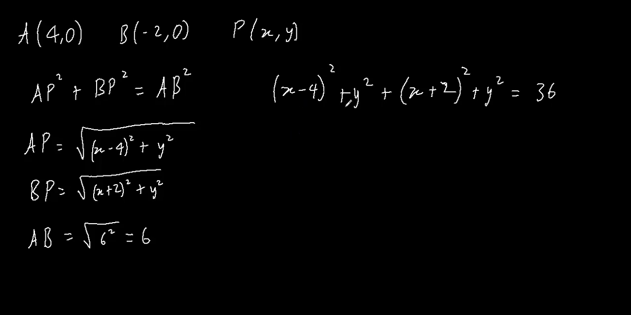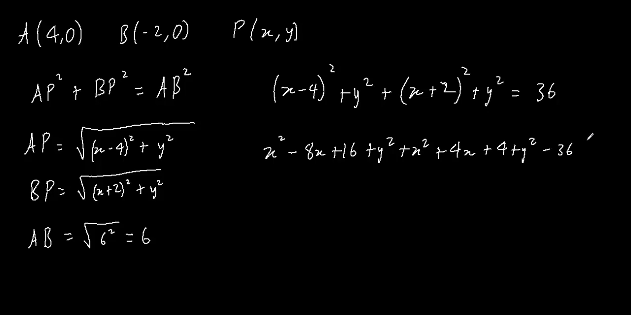Okay, so then let's try expanding the whole thing out. Maybe we can get a nice general equation, because when we have a general equation, that's what we're trying to solve for. Well, that's the aim of this specific problem. Then we'll have x squared minus 8x plus 16 plus y squared plus x squared again plus 4x plus 4 plus y squared, and I'm going to subtract the 36 this time around, is equal to 0, because we want everything on one side and we want a 0 on the one side. That's how general equations work, you know.